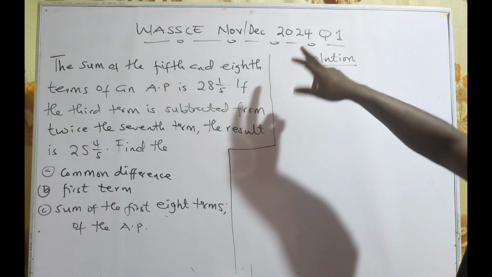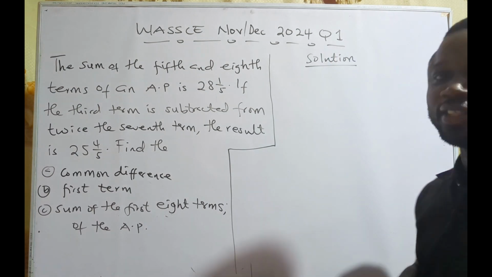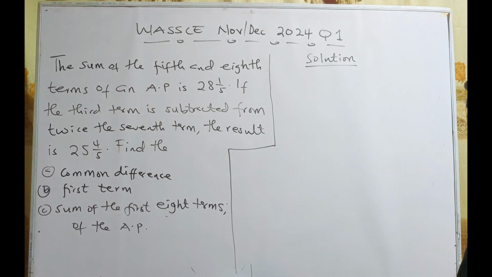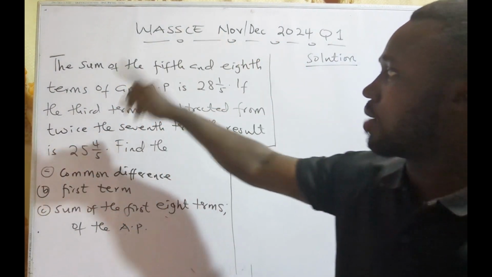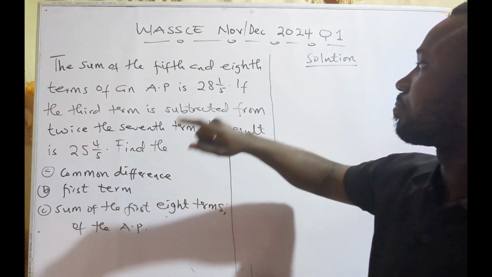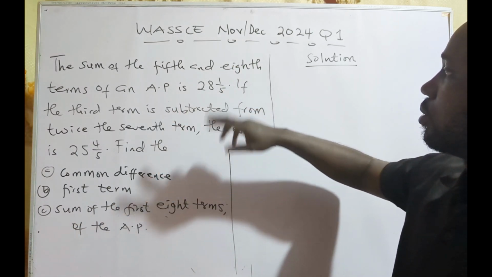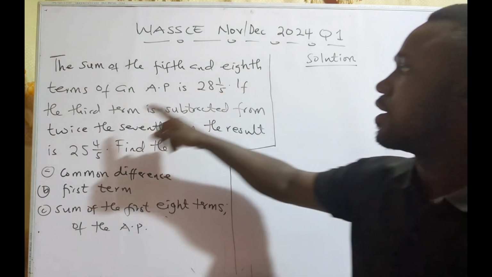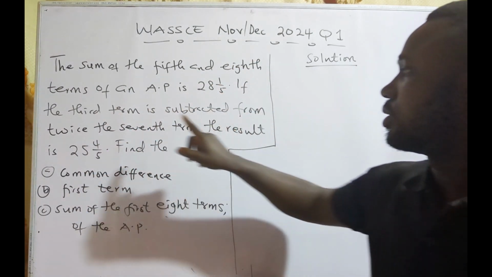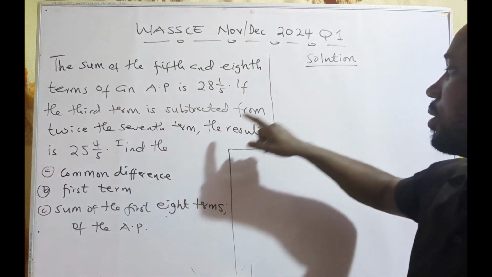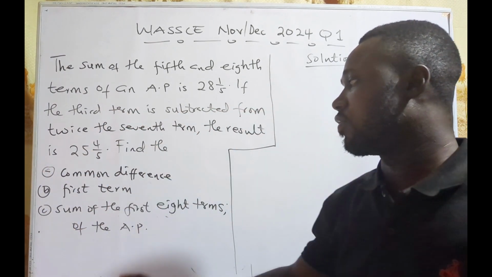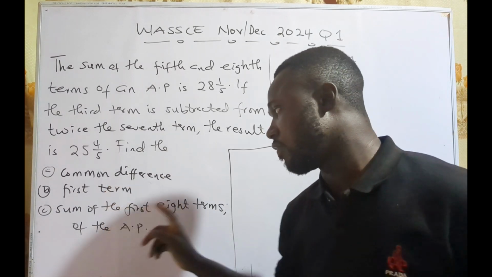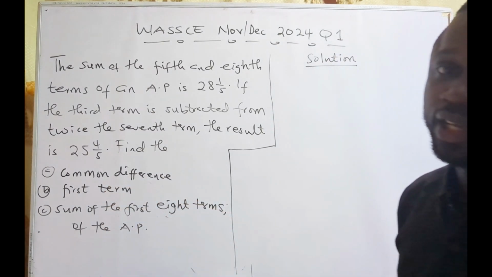Let's look at WASSCE November 2024. Question number 1 was on sequence. The sum of the fifth and eighth terms of an AP is 28 whole number 1 over 5. If the third term is subtracted from twice the seventh term, the result is 25 whole number 4 over 5. Find the common difference, the first term, and the sum of the first 8 terms of the AP.